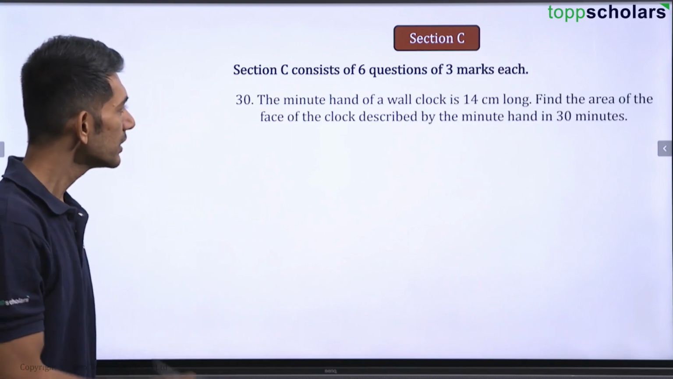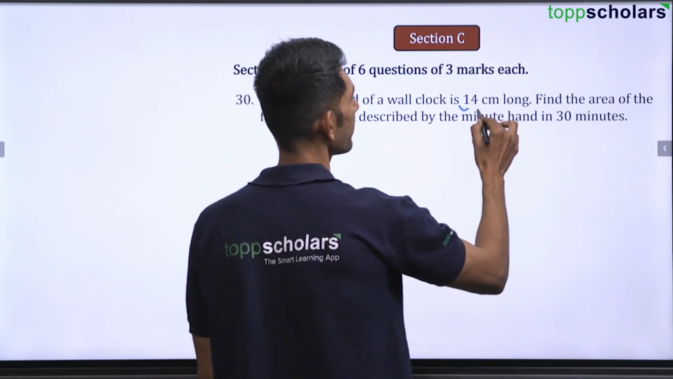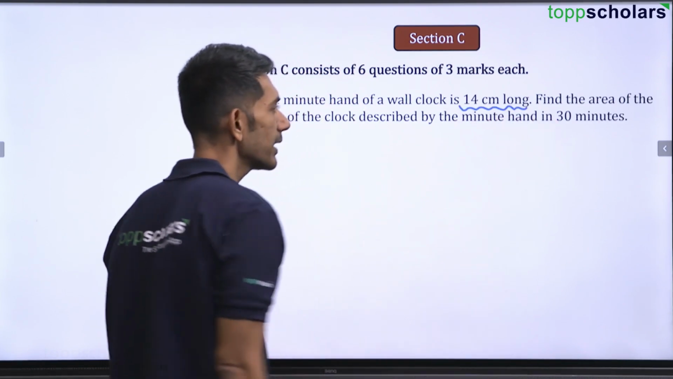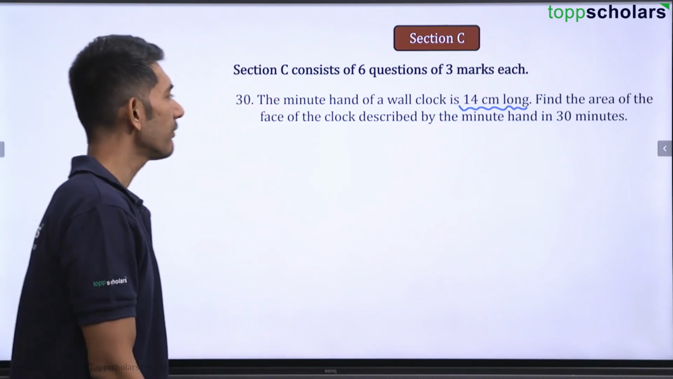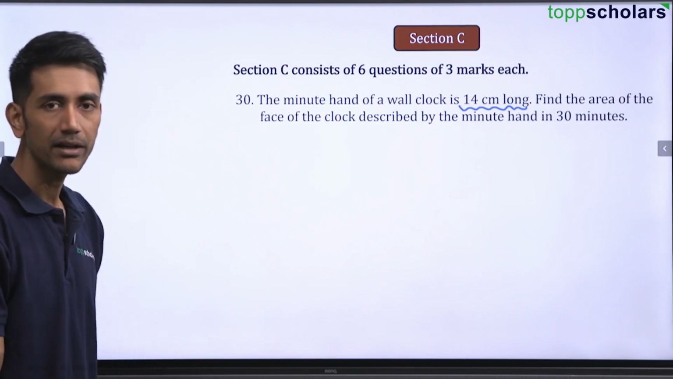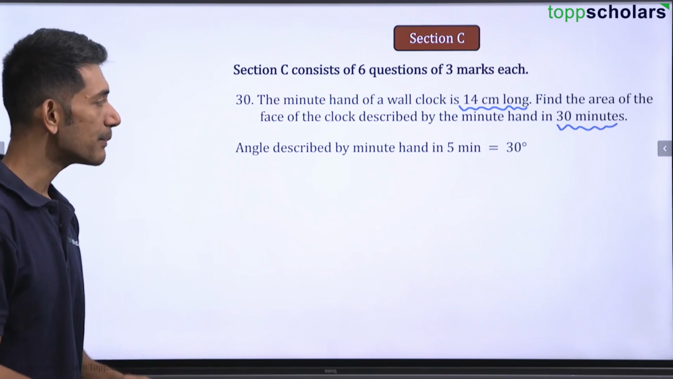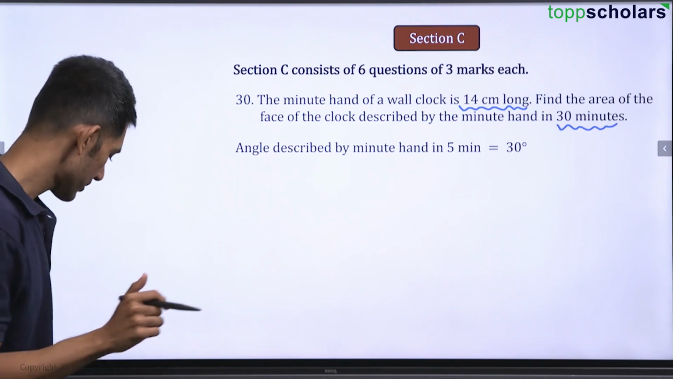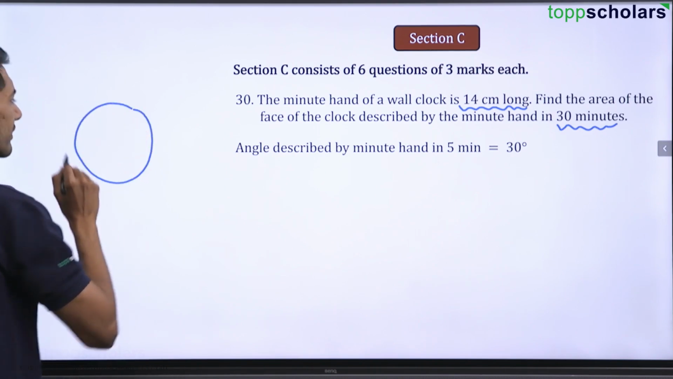It says the minute hand of a wall clock is 14 centimeter long. Find the area of the face of the clock described by the minute hand in 30 minutes. So firstly, the angle described by a minute hand in 5 minutes is how much? 30 degrees. Why 30 degrees? Can you tell me why 30 degrees?